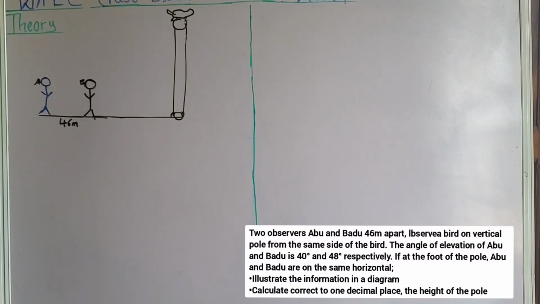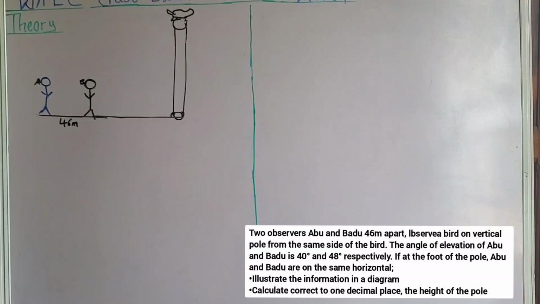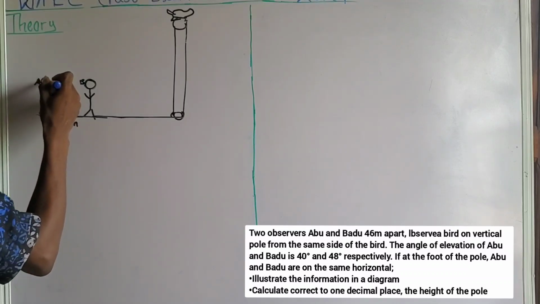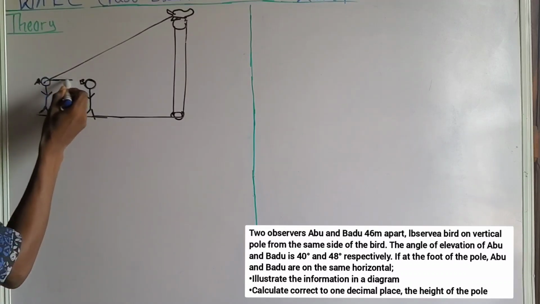Now, let's proceed. The angles of elevation of the bed from Abu's and Badu's eyes are 40 degrees and 48 degrees respectively. Let's start with Abu's. The angle of elevation of Abu is 40 degrees. Do you understand?